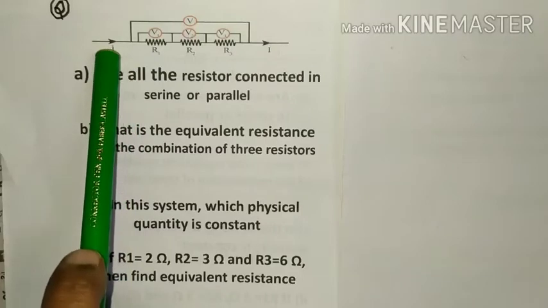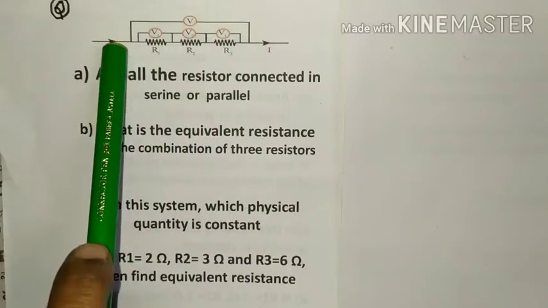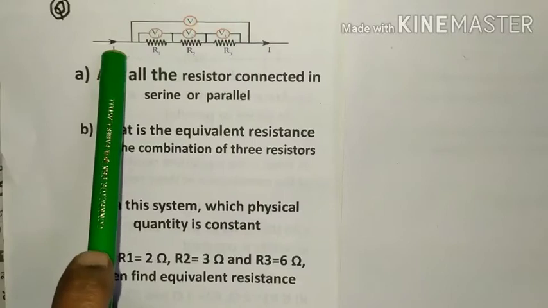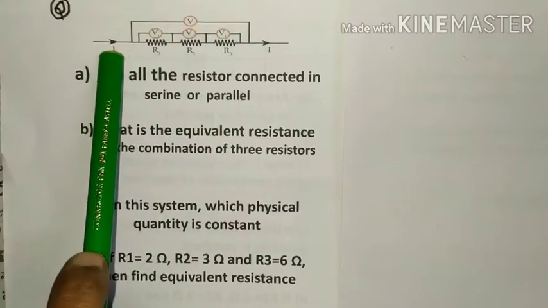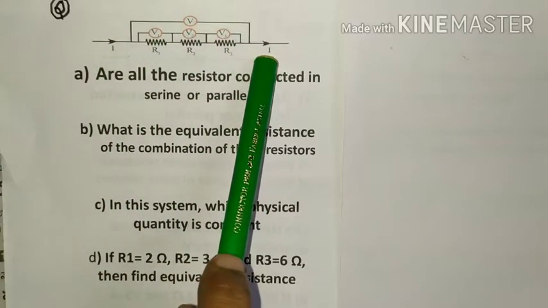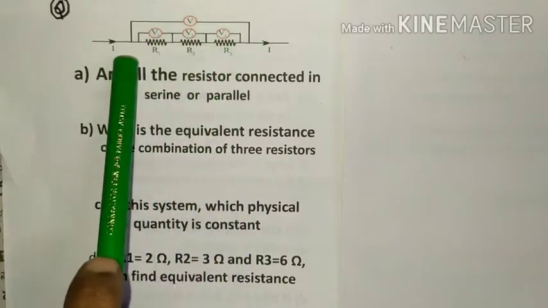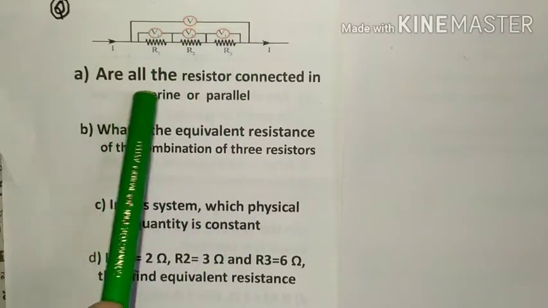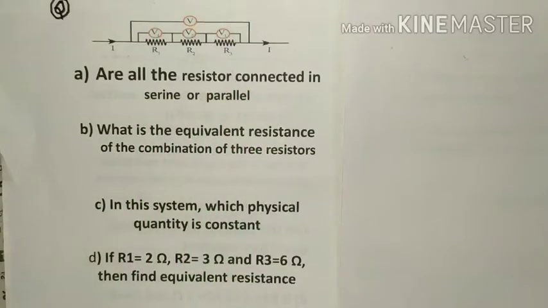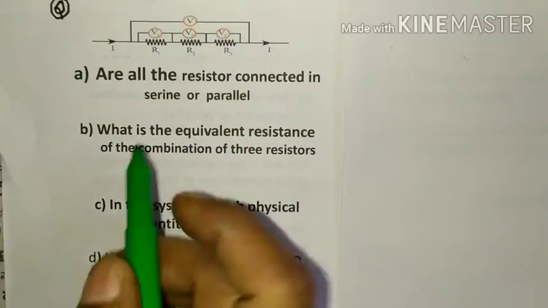Look here, the current flowing throughout the circuit is I. Starting also I, ending also I. So the same current is passing throughout the circuit. So it is in series combination.